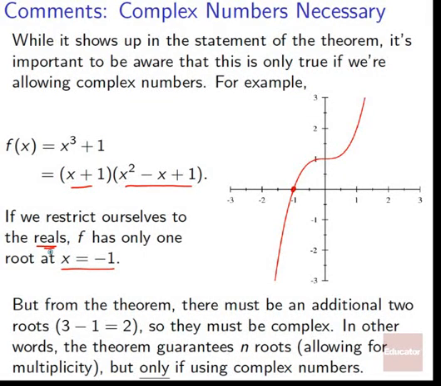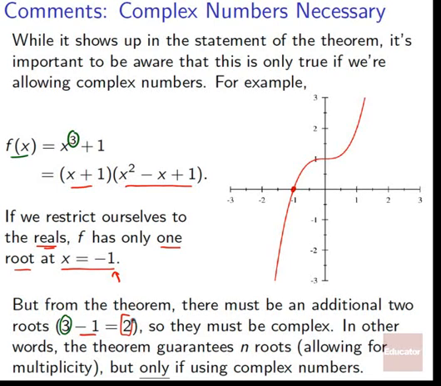So if we restrict ourselves to the reals, f has only one root at x equals -1, if we're stuck just in the reals. But this theorem tells us that there must be an additional 2 roots, right? Because we started off at a degree of 3 in our polynomial. So since our polynomial had a degree of 3, we're guaranteed a total of 3 roots. And if we found that there is one root already, then we know that we can subtract one off, so there must be 2 roots left that we haven't found yet.